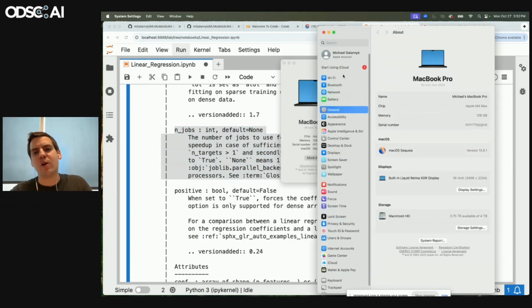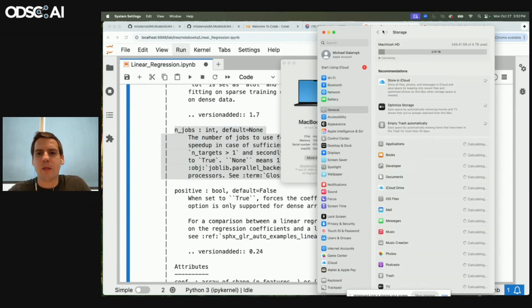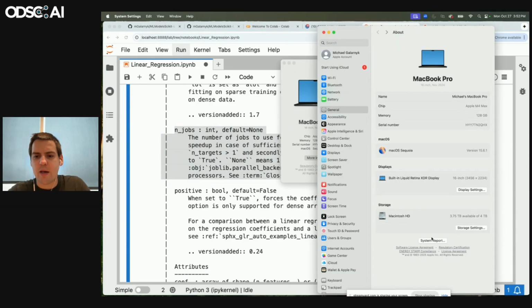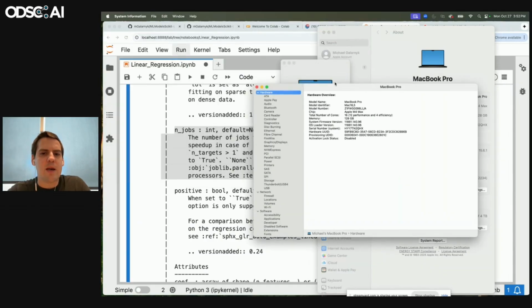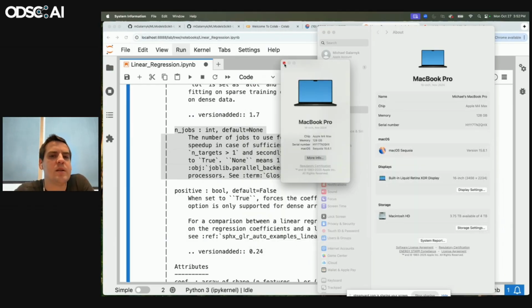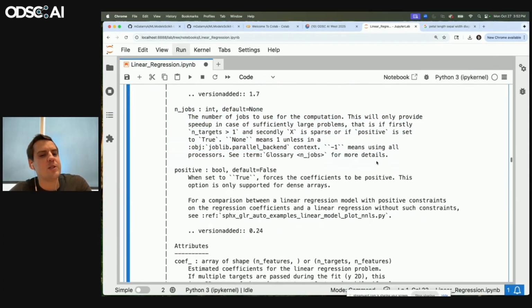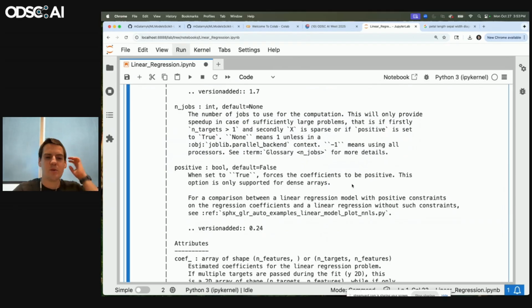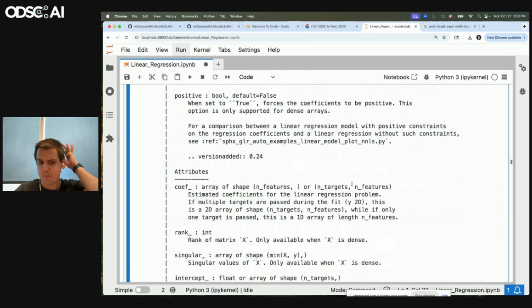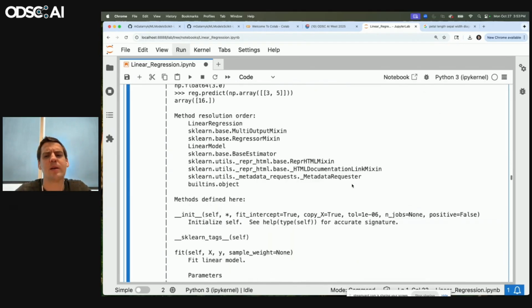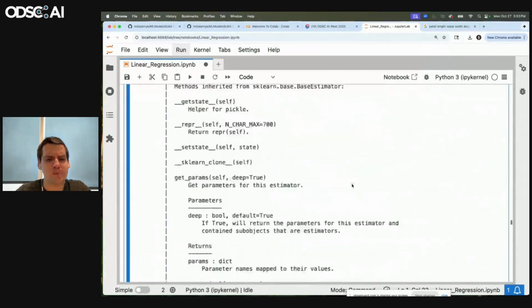This is really overkill for linear regression, by the way. It's not necessary. But if I look at my system report, I can see that I have 16 cores on my machine, 12 performance and 4 efficiency. So in theory, I can speed up my computation, because one advantage of scikit-learn is it's easy to use. One disadvantage is it's not very parallelizable, even across the cores in your local machine. And we'll get to that later, by the way. That's something we'll definitely cover.